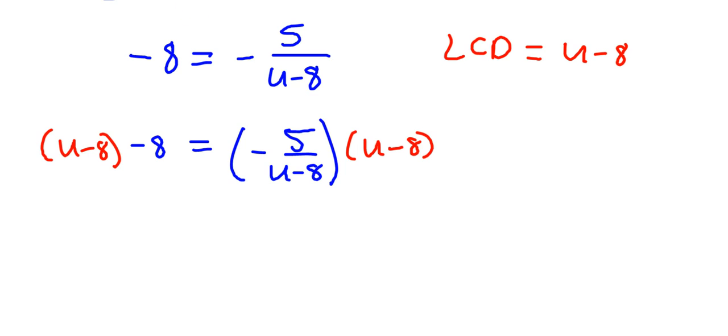Okay, the only thing you can cancel is the only fraction you have here, so you can cancel this u minus 8 with u minus 8, and again, you're basically putting 1s in its place. So now you've got negative 5 times 1, which is just negative 5.